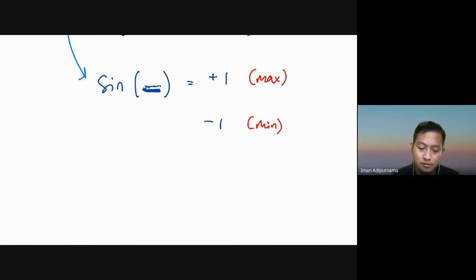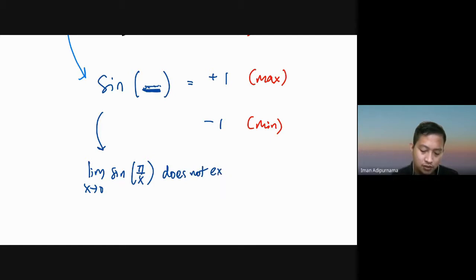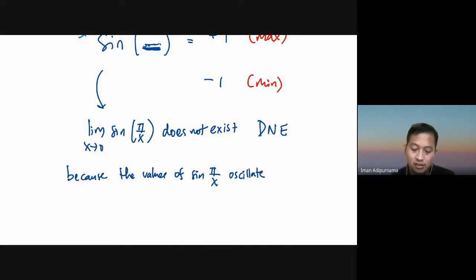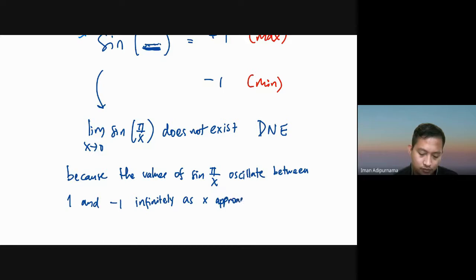So you can say that the limit of sine pi over x does not exist. Or you can simply write DNE. Because the value of sine pi over x oscillates, or keeps changing, between 1 and -1 infinitely as x approaches 0.